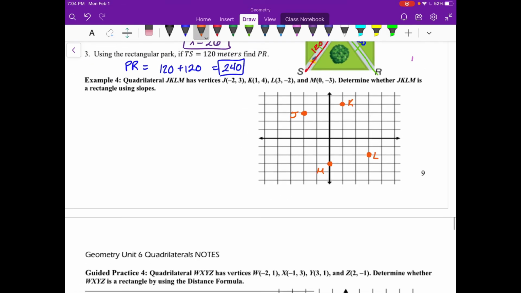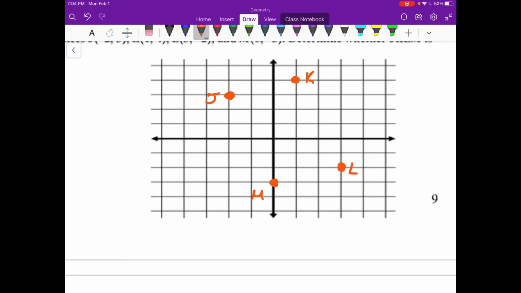We have to determine whether JKLM is a rectangle using the slopes of these points. So let's try and find our slopes. And remember, this should be a parallelogram, which means that the slopes should be parallel to each other. So let's check these two, make sure that they're parallel.